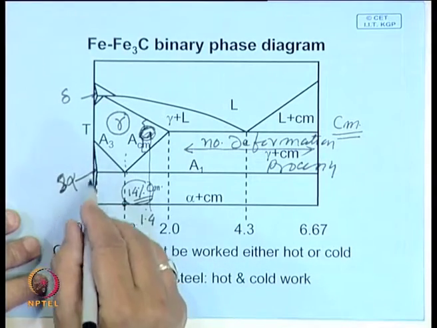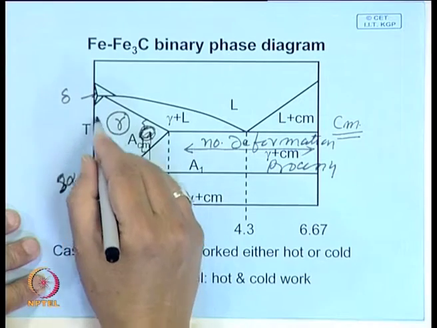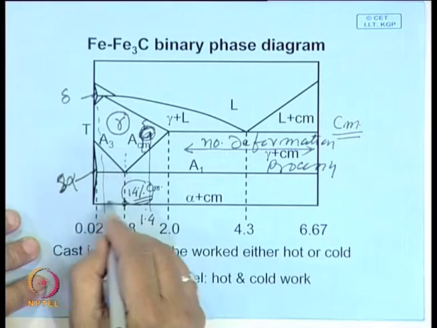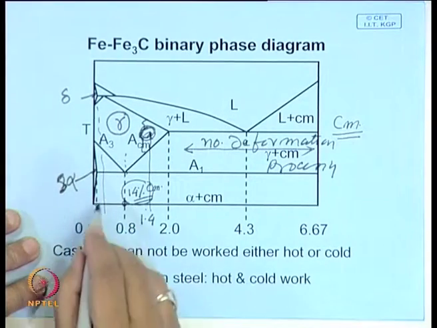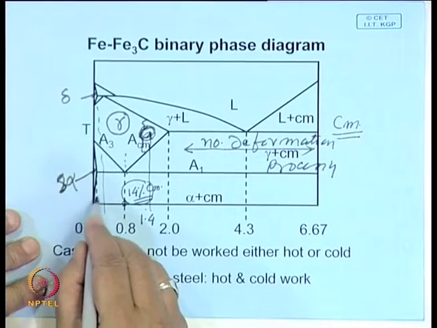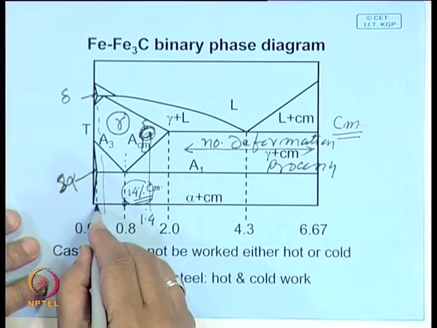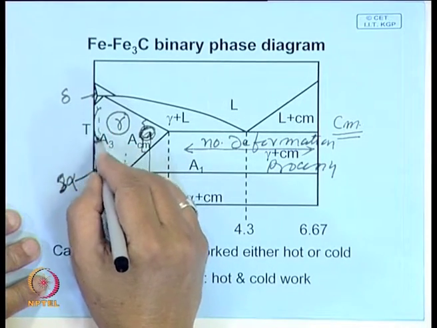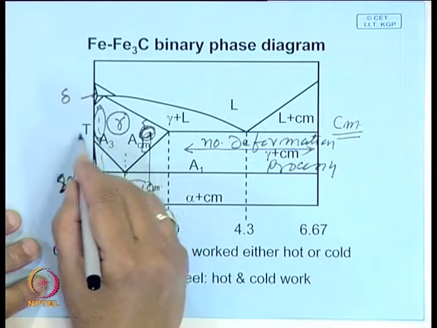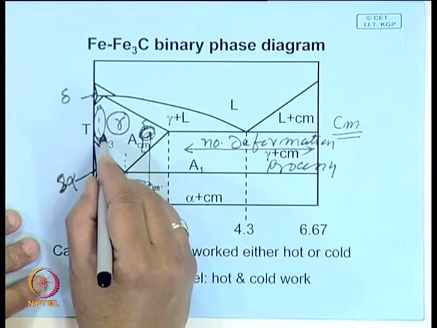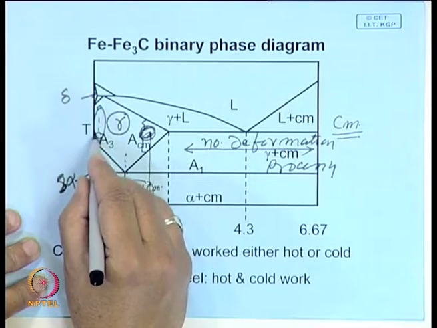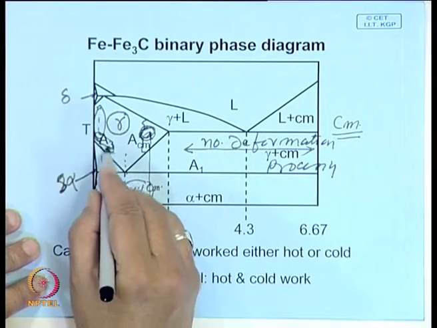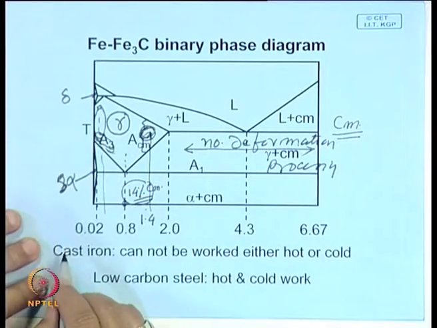But the bulk of steels are very low carbon steels, they are within this region of the diagram, and here the amount of cementite is very less, and they are amenable to both cold working as well as hot working, and hot working is usually done in these regions. And we will see later it is preferred to finish hot working at as low a temperature as possible, so that in the final product you have a fine grain structure.